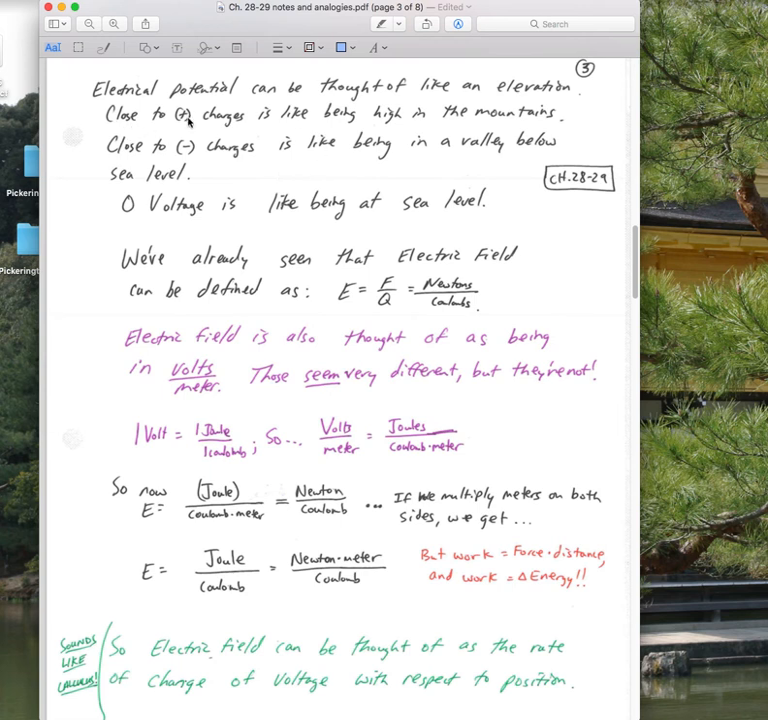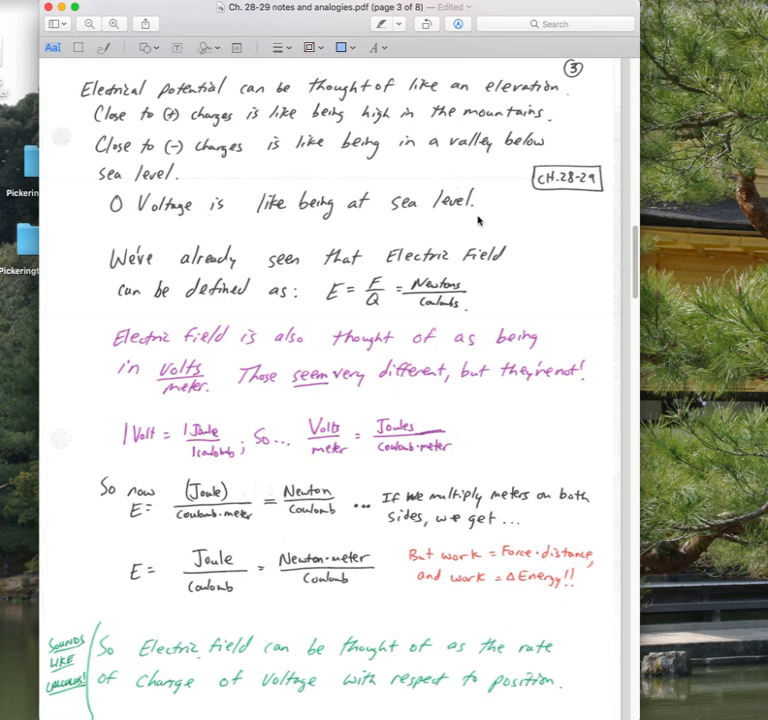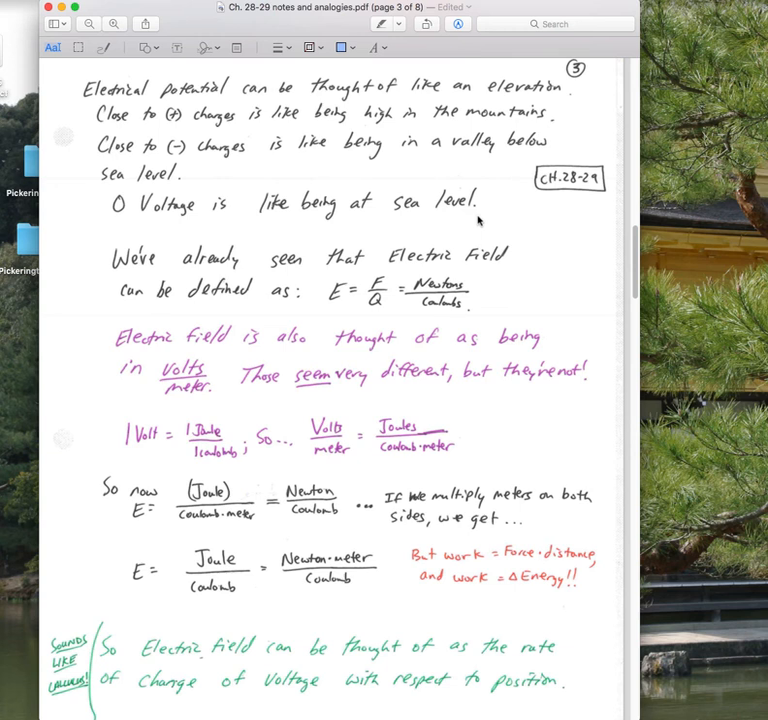So if you're close to a positive charge, that's like being high in the mountains. You could think about being at a positive charge as being at the peak of an infinitely high mountain, and being close to a negative charge would be like being in a valley. And if you were trying to sit on that negative charge, it would be like a valley that's infinitely far below sea level. Zero voltage would be like being at sea level. So in some ways, I like to think about this like contour maps.